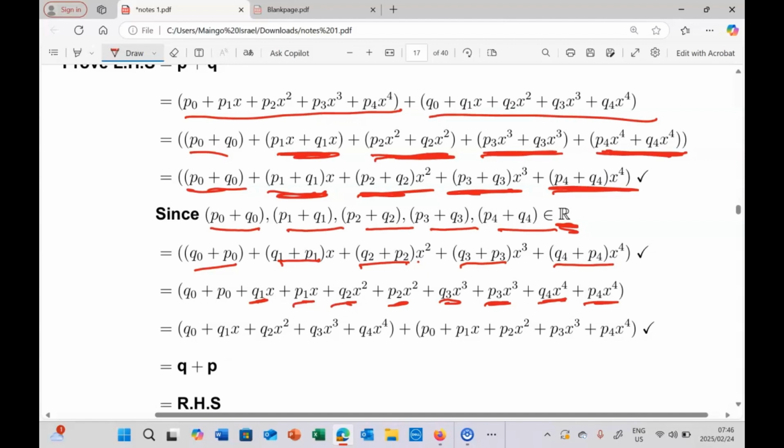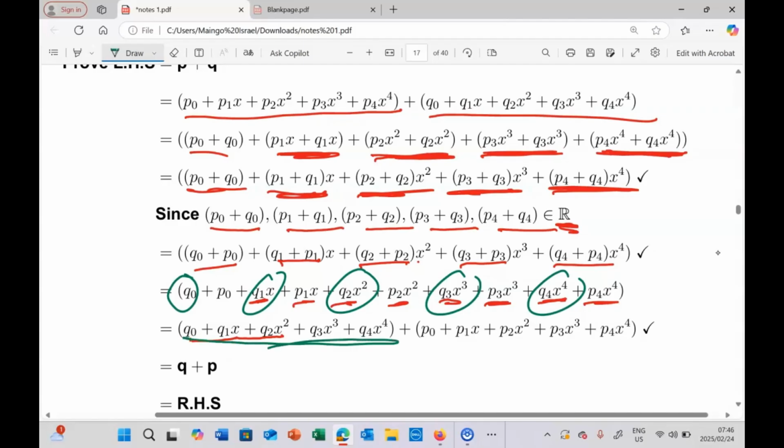So then after we group the same letters. This is just q naught, q1x is there, q naught. Let me do this. This is just q naught, q1x, q2x squared, q3x cubed, and q4x to the power 4, which is this guy.